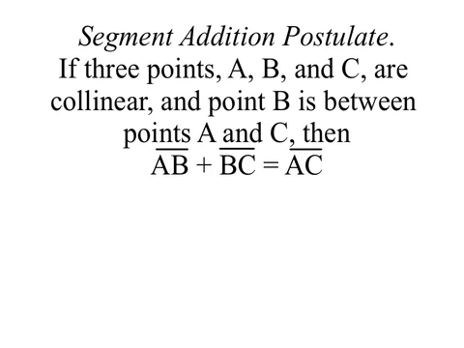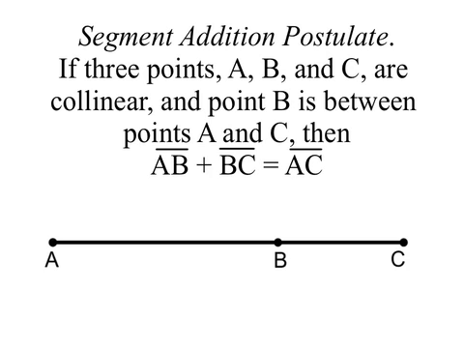Here's a postulate, and you probably remember that a postulate is a statement assumed to be true without proof. This is called the segment addition postulate. If 3 points A, B, and C are collinear, and point B is between points A and C, then segment AB plus segment BC is equal to segment AC.